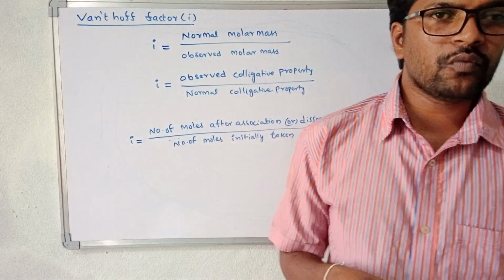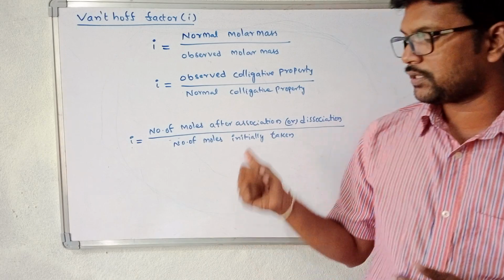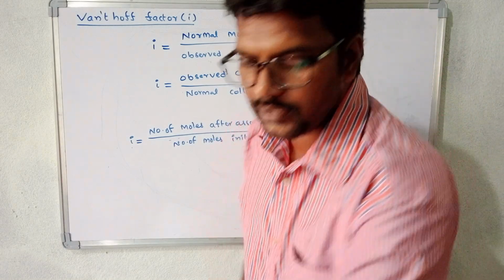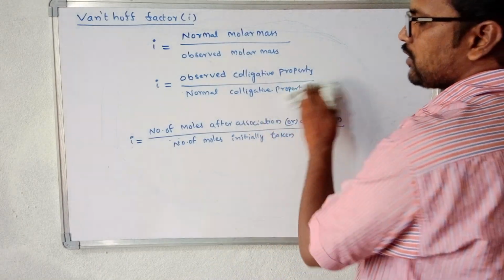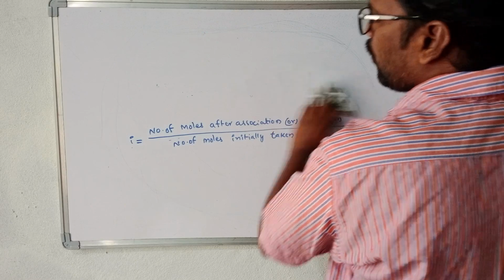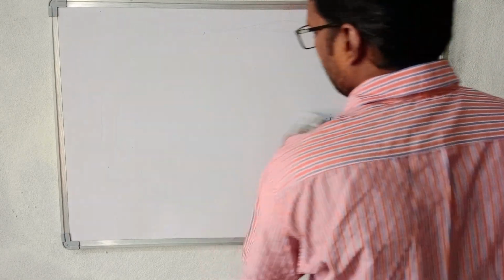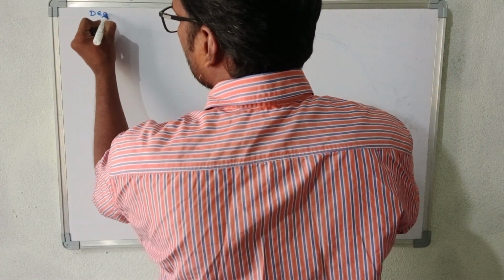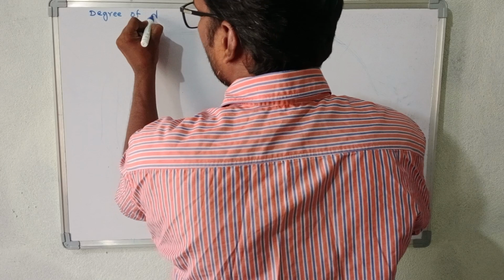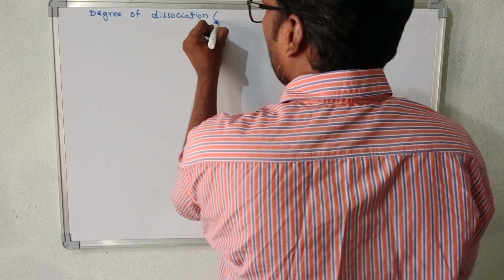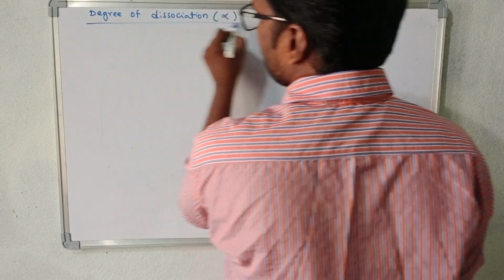If you study the Van't Hoff factor, we have two conditions: one is association, another is dissociation. Right now we can see them one by one. First we study dissociation. What is dissociation, and how does it take place? For that we take the degree of dissociation, which is represented with alpha.